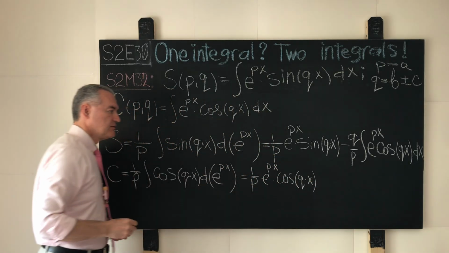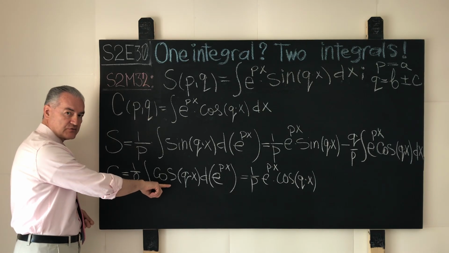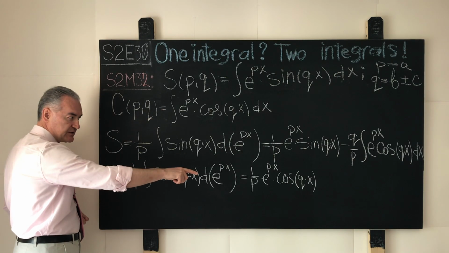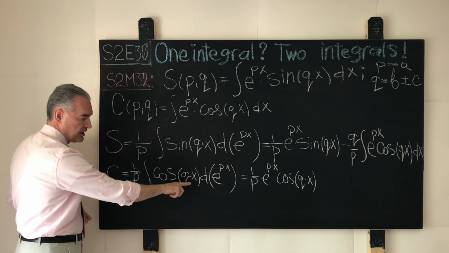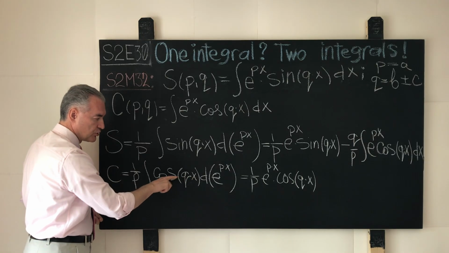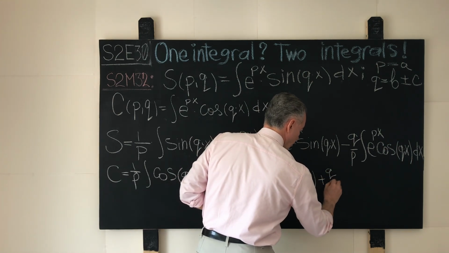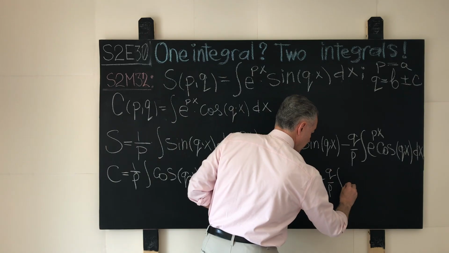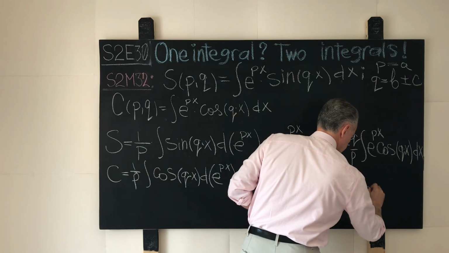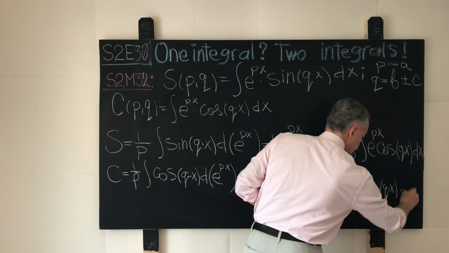Here minus integral of v du, but minus will cancel out with what? The first differential of the trigonometric function of cosine will be minus sine. Minus times minus will be what? Plus, and the constant multiplicative factor. So d of q x will be what? q dx. So here we'll have plus q over p integral of e to the power px times the trigonometric function of sine evaluated at the argument qx dx.